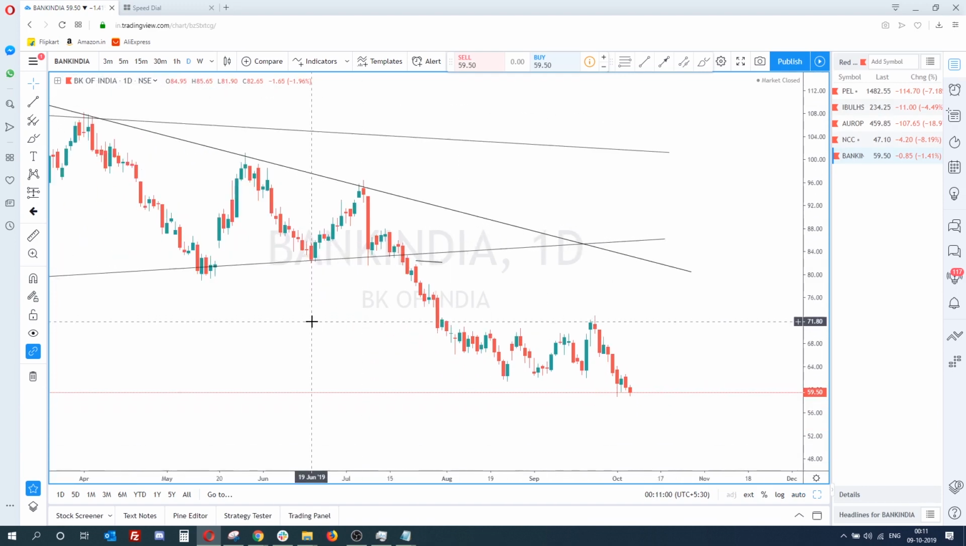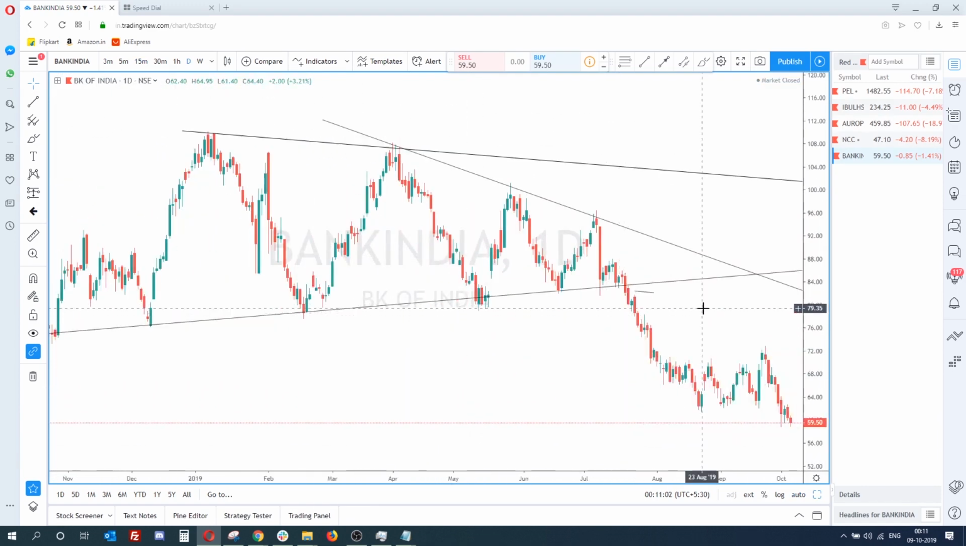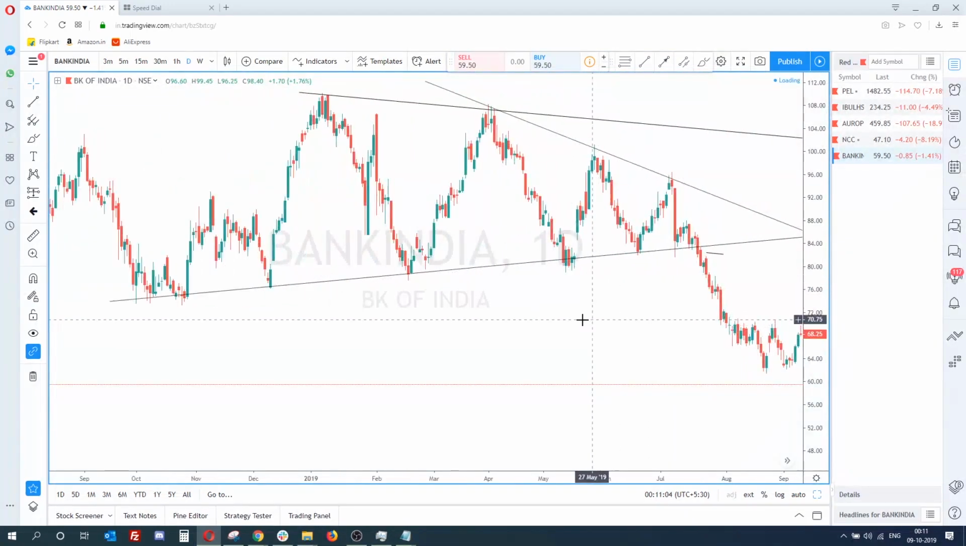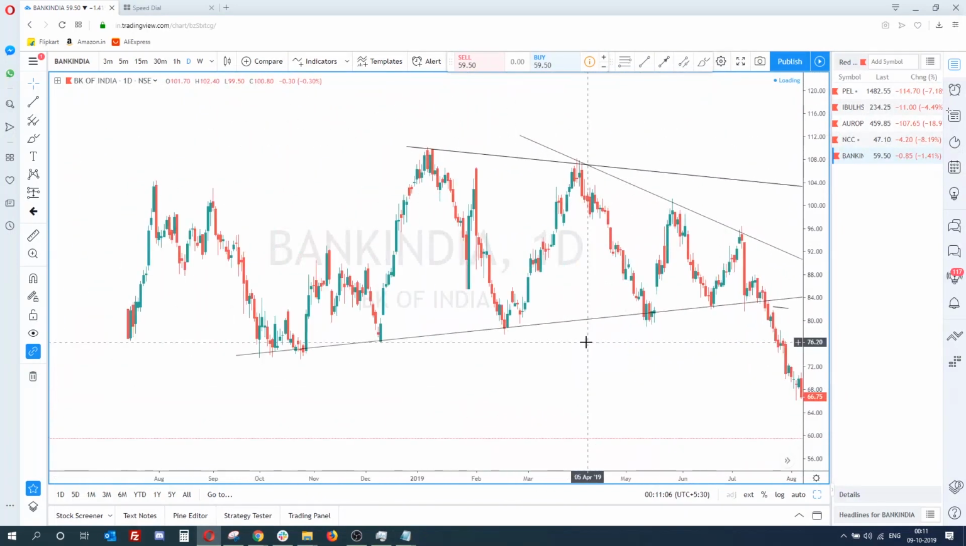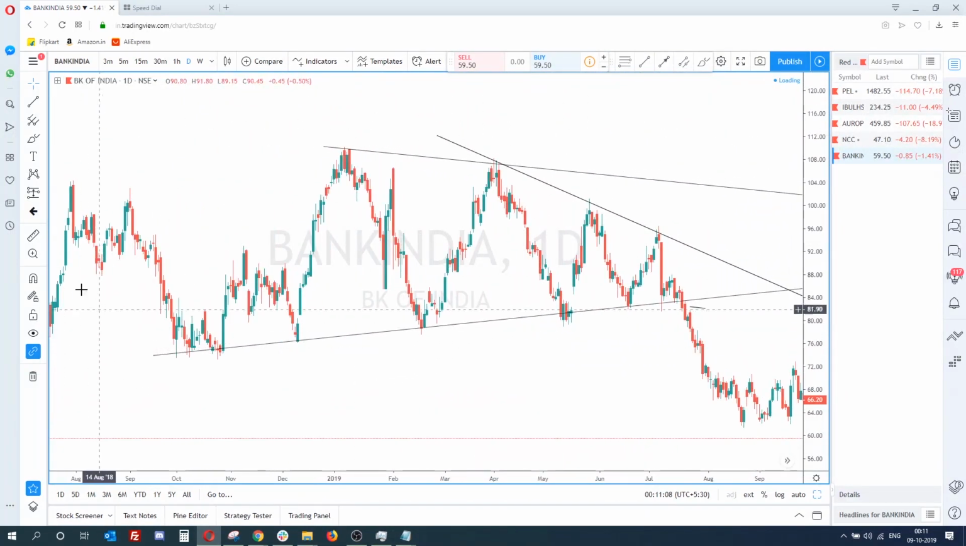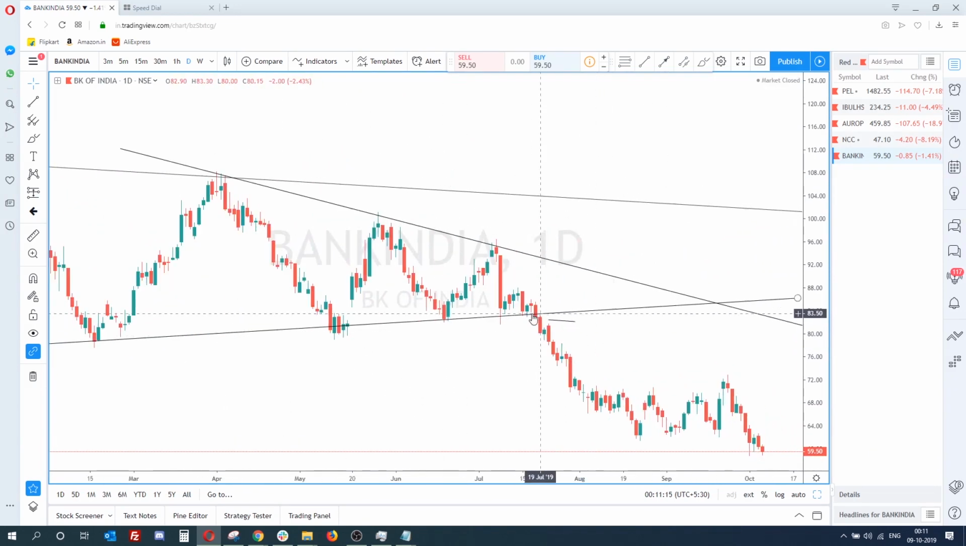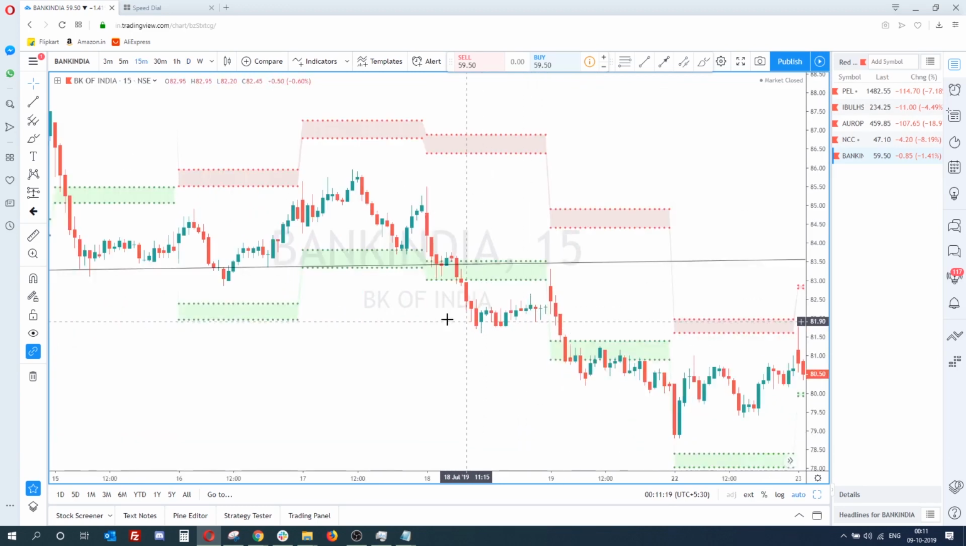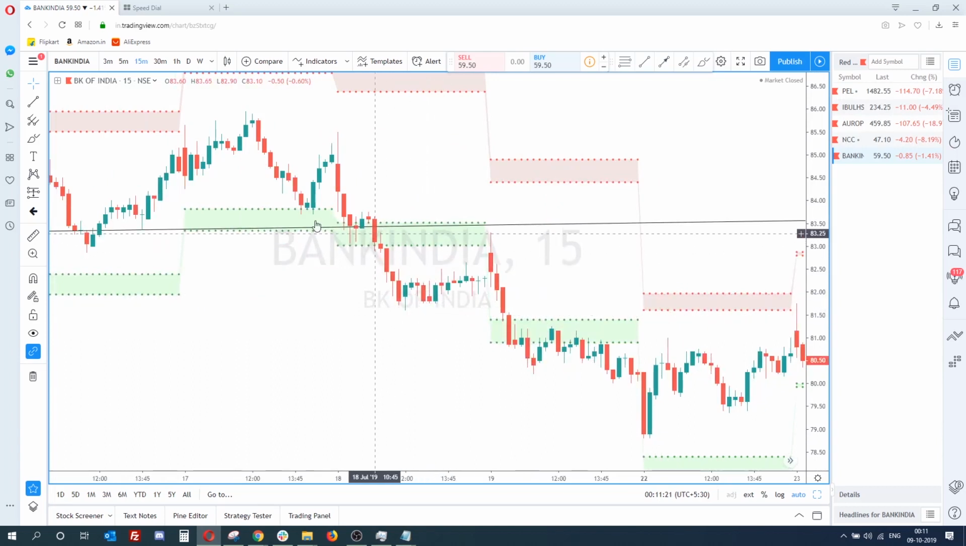Bank of India, right? What happened in Bank of India? Okay, so this is the pattern I see in Bank of India, and I'm touching all the reversal areas. And once the trend line is broken here, I'm going to switch to the 15 minutes time frame and I will make a trade. So here it has broken both the green zone and the trend line, which indicates a sell.